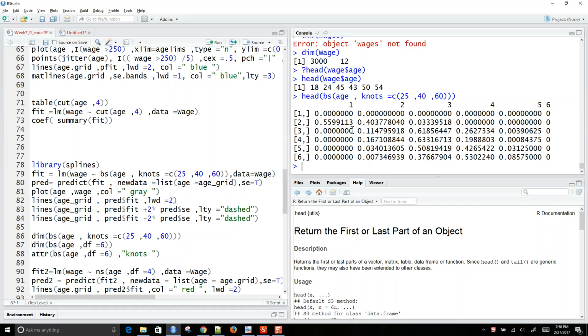So for 18, this is well into the small area, and so the basis spline there is going to be 0 for all of them. And then you can see for 45, 43, and 50 and 54, these 4 values here, they all get values here. And the 24, which I would think is on the smaller side of the 25 and 40, somehow it's getting values across both of these.